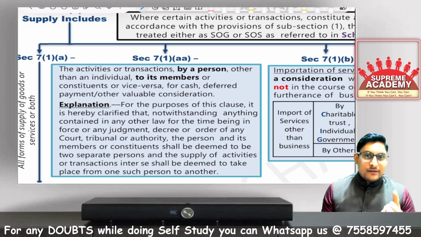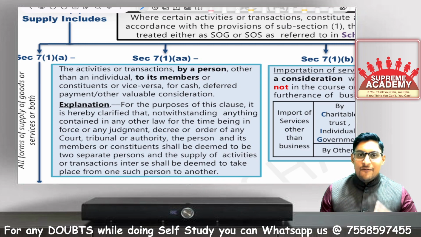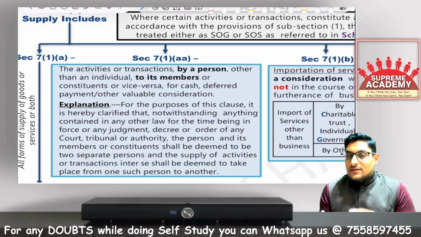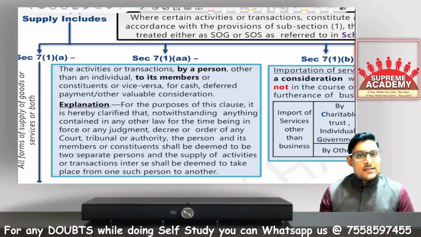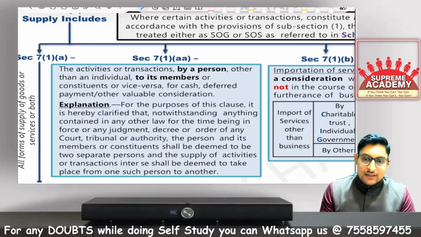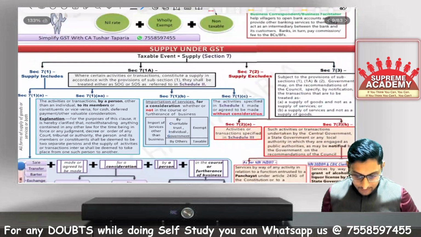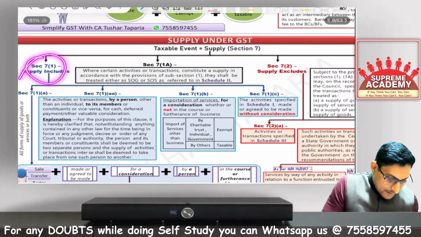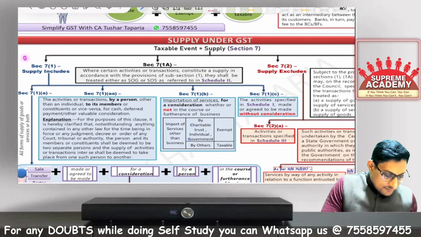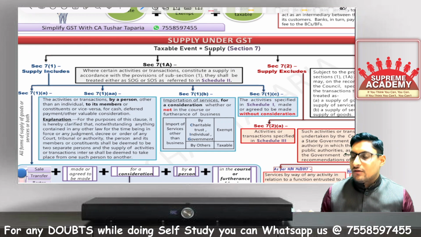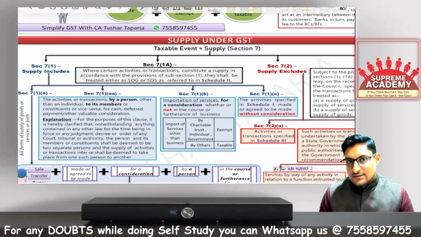For example, a partnership firm and a partner. If a firm is giving something to the partner for the services, then it will be termed as supply. Or if a partner is giving something to the partnership firm, then this activity or transaction will also be termed as supply as per section 71AA. Now, this first part is done. Supply includes all things covered in 71 is going to be supply under GST.